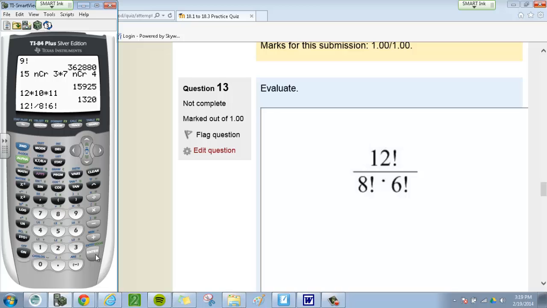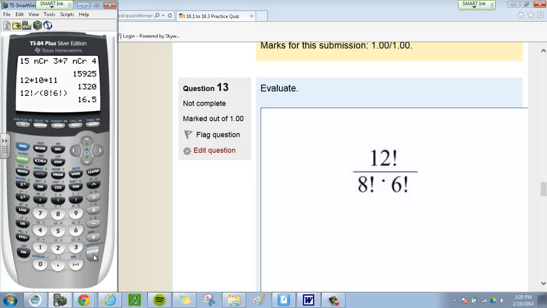Okay, I'm ready to push enter, right? What did I do wrong, though? Why can't I push enter right now? Well, here's why. You did not put parentheses on the bottom. Because really what this is saying is do 12 factorial divided by 8 factorial, and then take that whole thing and multiply it by 6 factorial. But that's not what you want. You want to take the 12 factorial and divide it by both 8 factorial and 6 factorial. So you have to insert parentheses at the bottom, just like this. Once you do that, you're set to go.